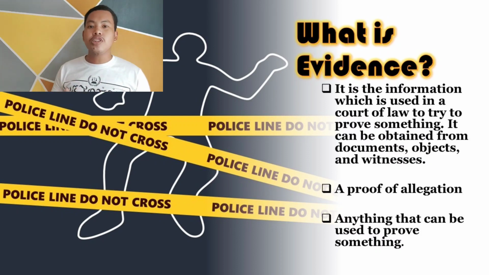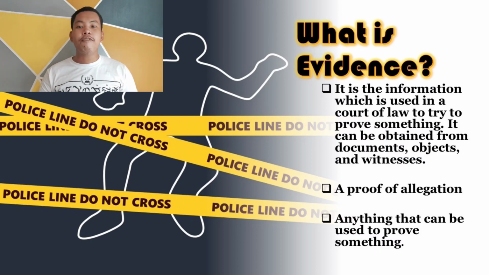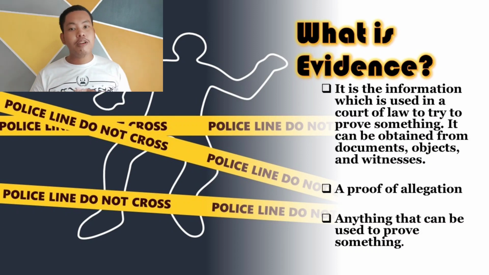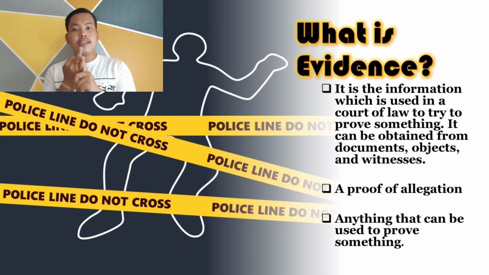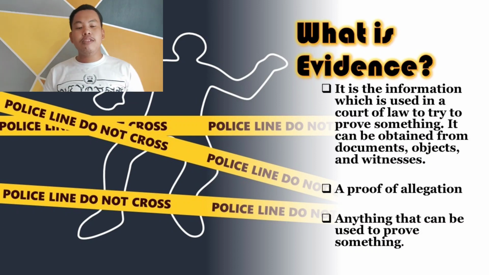According to Collins English Dictionary, evidence is the information which is used in a court of law to try to prove something. It can be obtained from documents, objects, and witnesses. It is a proof of allegations. Anything that can be used to prove something. So, it means that it is information that can be used in a court to prove something in an allegation.